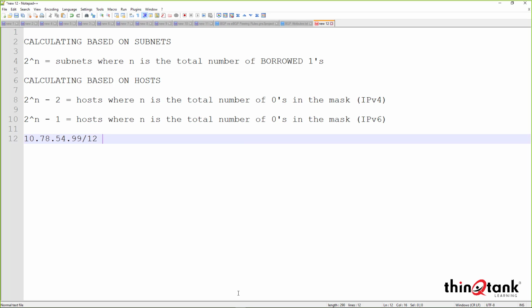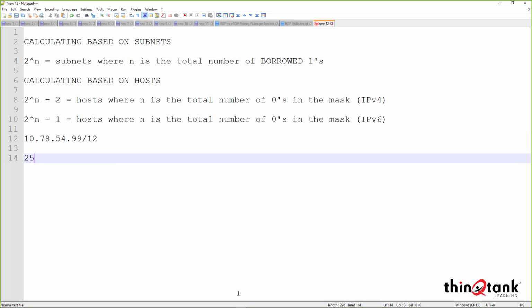So 10.78, sorry, forget it. I was mixing the third and the fourth. 78 is higher than 64, so it is definitely 64, right? So the network ID would be 10.64.0.0. The next network is 10.80.0.0. This is what happens when you don't write it down. And so that means that the broadcast would be 10.79.255.255. Let's go ahead and write it down.